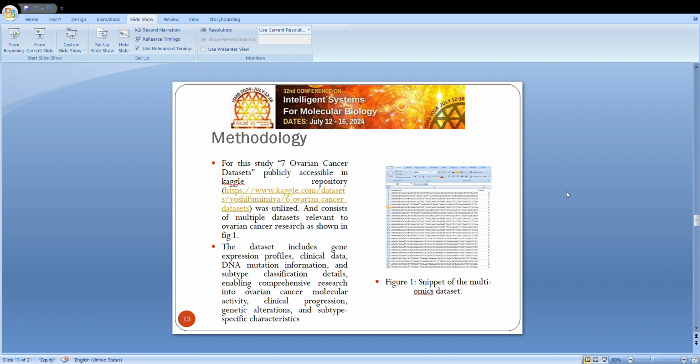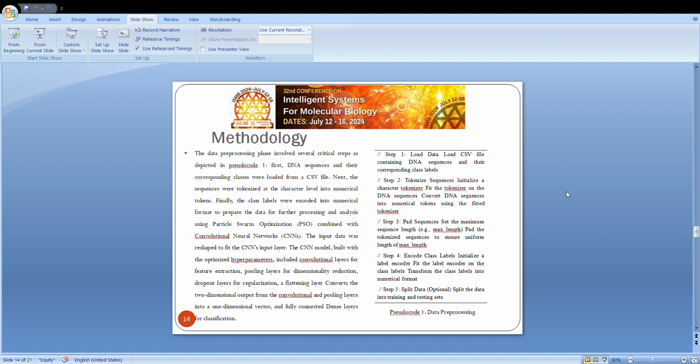Here is the methodology. Here we made use of 7 ovarian cancer datasets that are publicly accessible from the Kaggle repository. The dataset contains gene expression profiles, clinical data, DNA mutation information, genetic alterations, and subtypes of ovarian-specific characteristics.